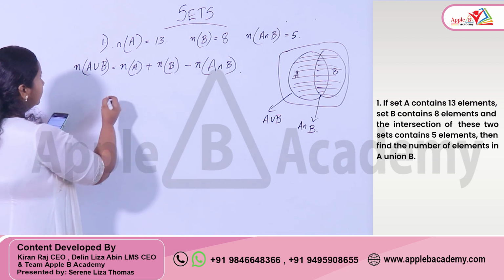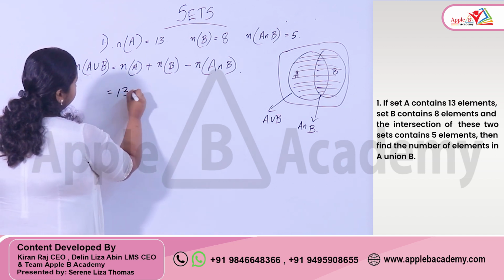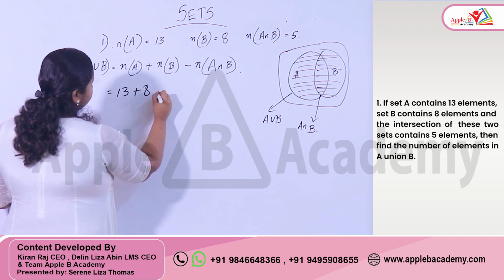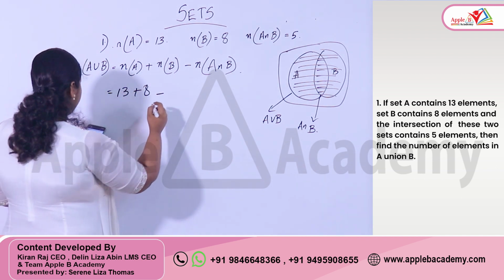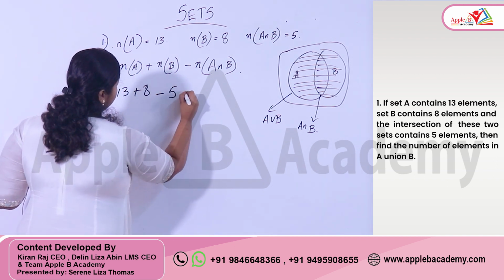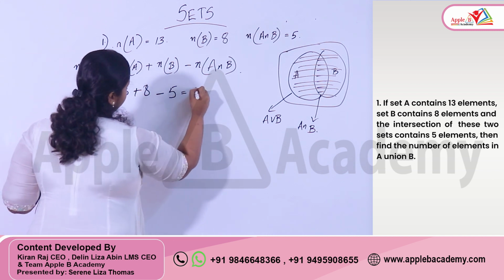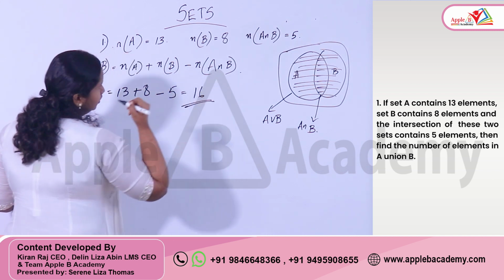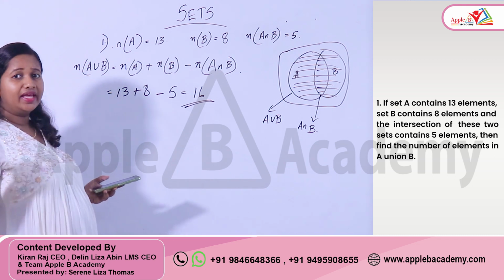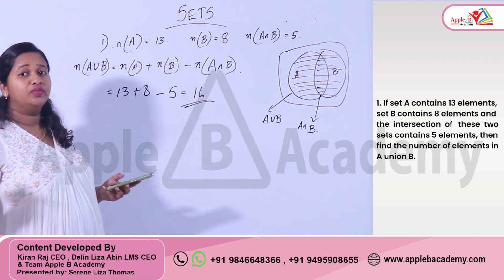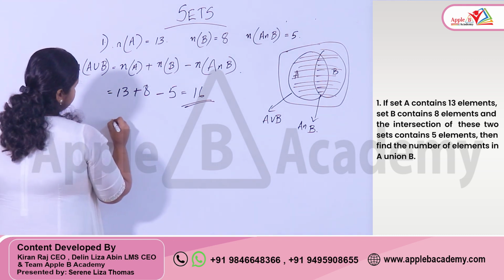So now you have 13 plus 8 minus 5, which is equal to 16. So the number of elements in N of A union B is equal to 16.